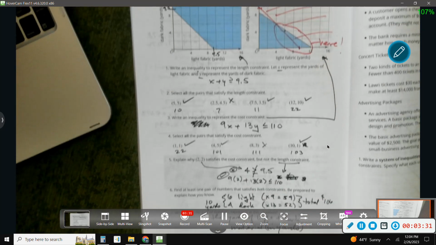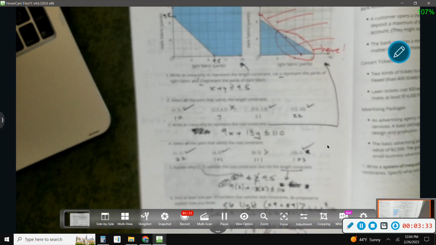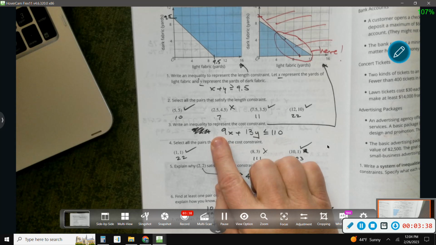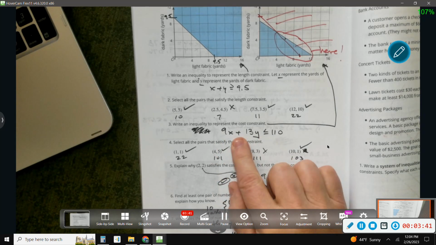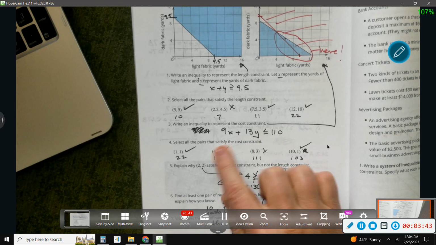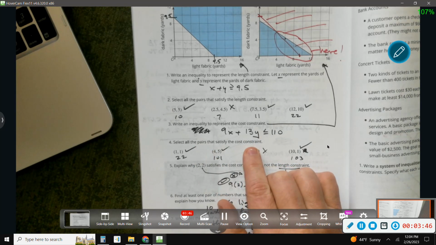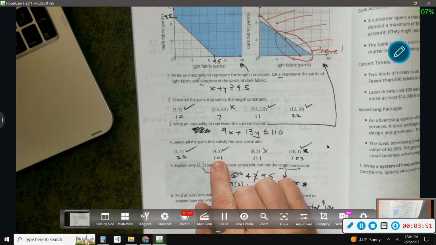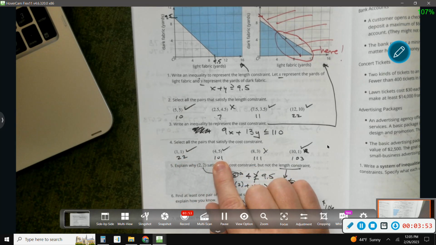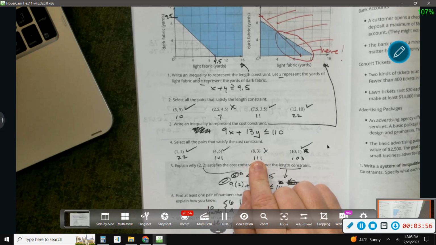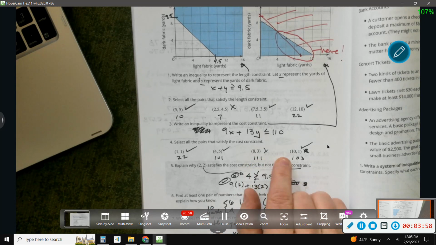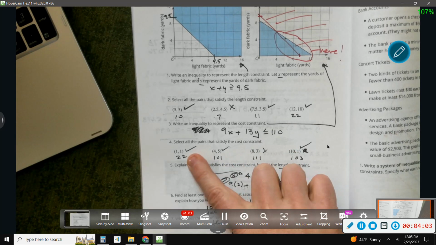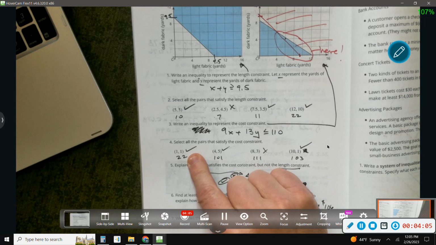Number 3, they want you to write an inequality that represents the cost constraint. So that's this little one over here. It says, write an inequality. That's that right there. Again, I copied it over from the page before. Select all the pairs that satisfy the cost constraint. So in this one, you come up with $22. This one, you come up with $101. This one is $110 or $111, which is just over the limit, and then this one comes up to $103. So we have 1, 2, 3 that will actually satisfy the cost constraint.